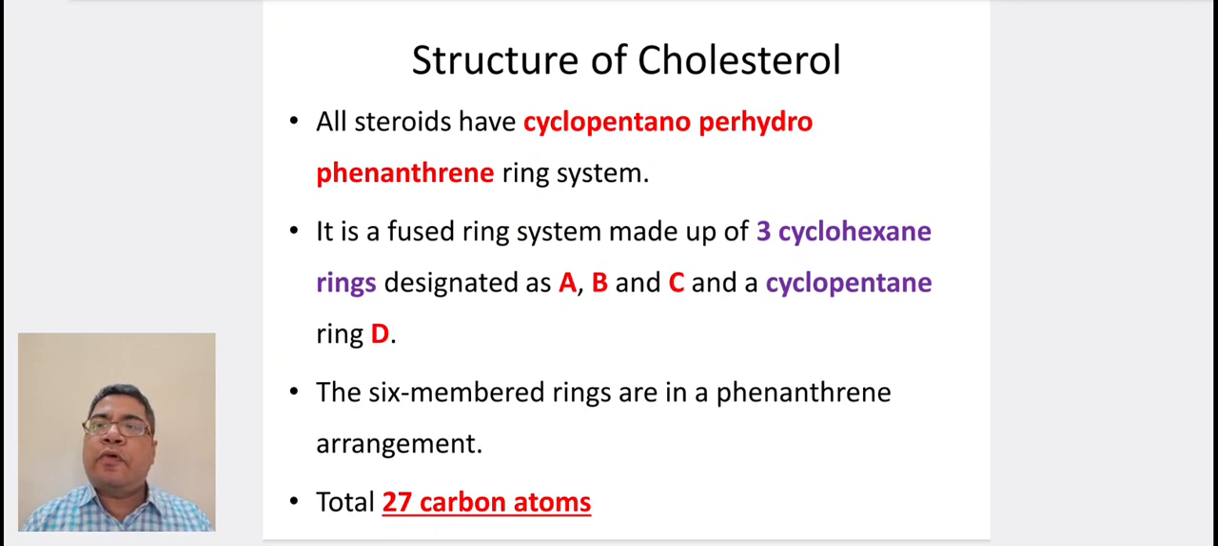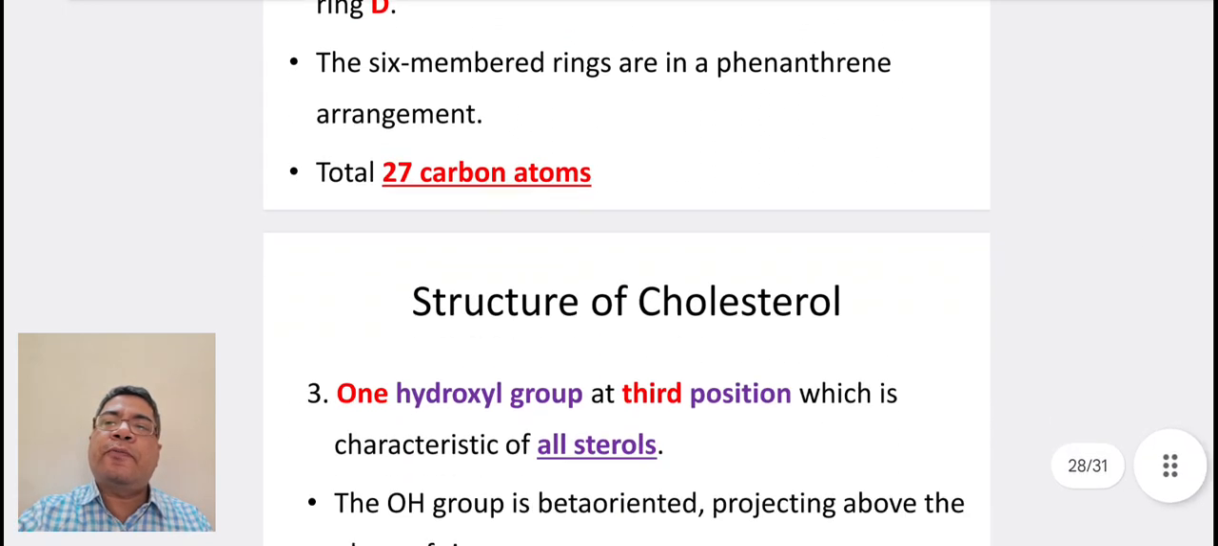Coming to structure of cholesterol. All steroids have the cyclopentanoperhydrophenanthrene ring system. It is a fused ring system made up of three cyclohexane rings designated as A, B and C, and a cyclopentane ring, that is ring D. The six-membered rings are in a phenanthrene ring arrangement. A total of 27 carbon atoms are present in cholesterol.